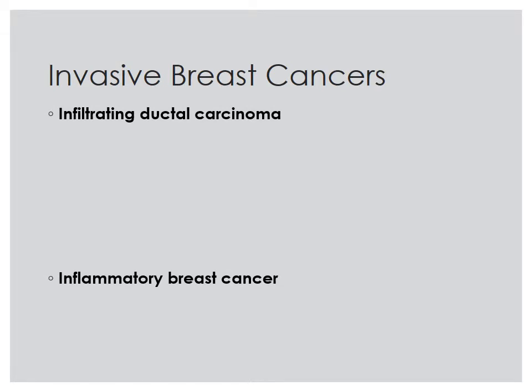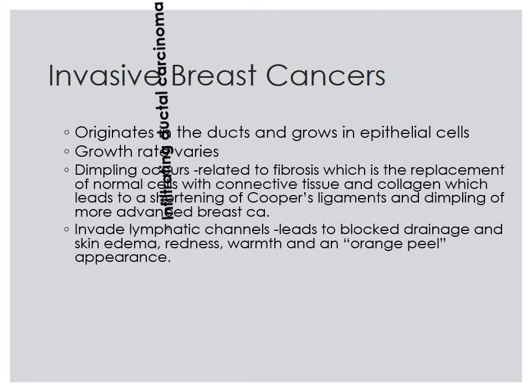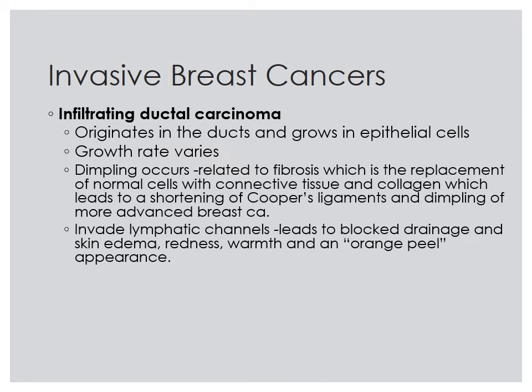The two types of invasive breast cancers are infiltrating ductal carcinoma and inflammatory breast cancer. The most common type of invasive breast cancer is the infiltrating ductal carcinoma. The disease originates in the mammary ducts and grows in the epithelial cells lining these ducts. It grows in the tissues in an irregular pattern, resulting in an irregular, poorly defined mass.